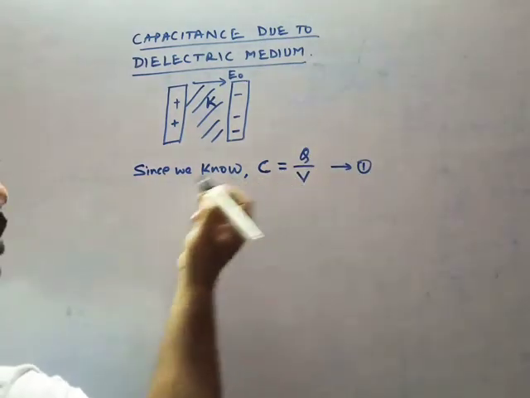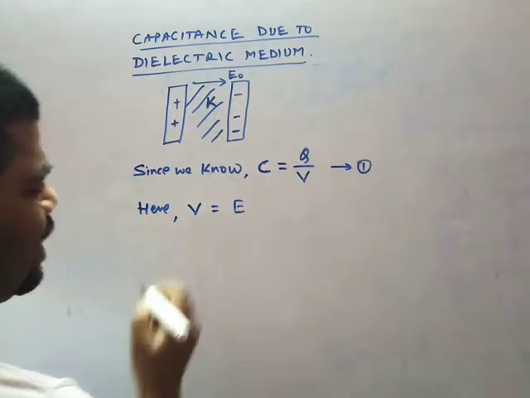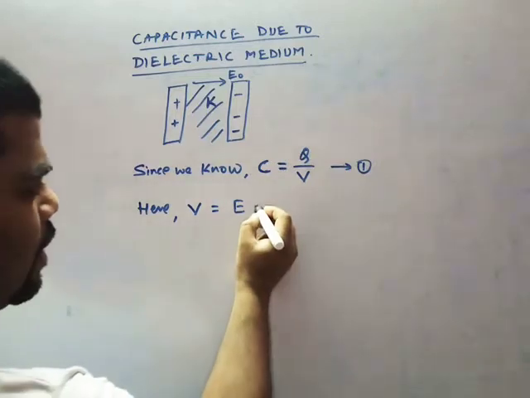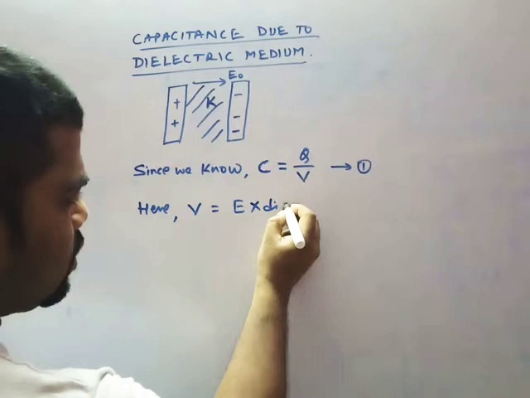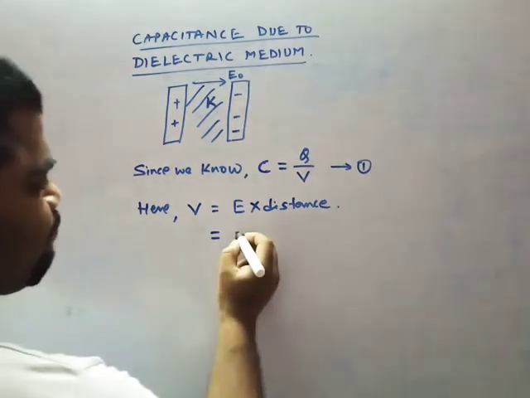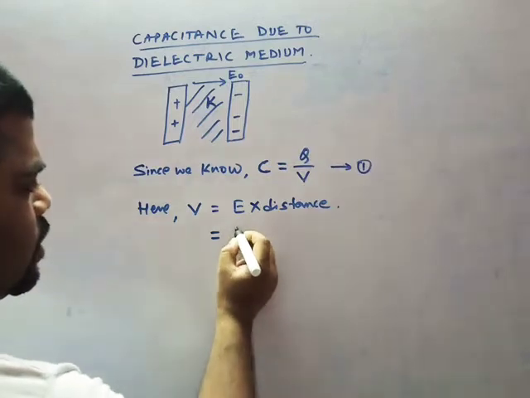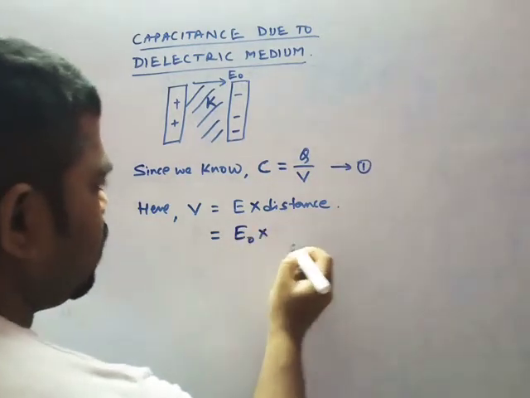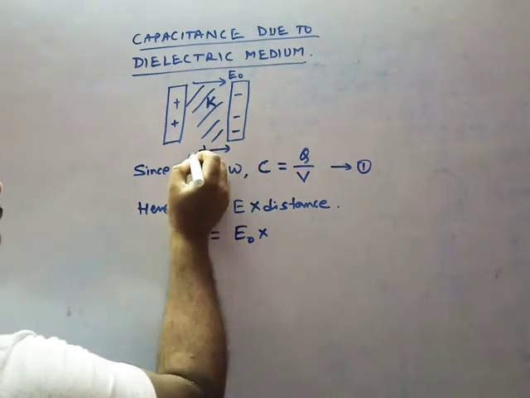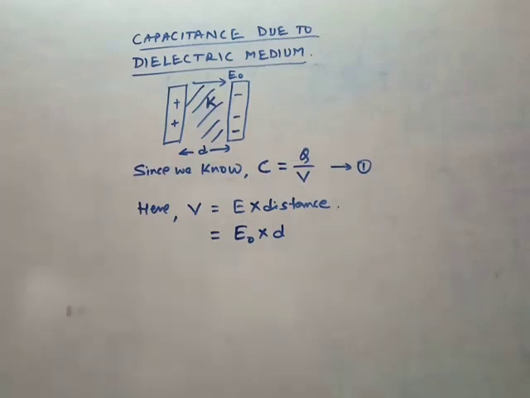After that, let me find what the potential is. Here potential is written as electric field into distance. Now what do you write as the electric field? Definitely I will write E naught. If I write E naught, it is okay, no problem. We can use E naught here. Here it is E naught into the distance. Distance is D. Is it clear?